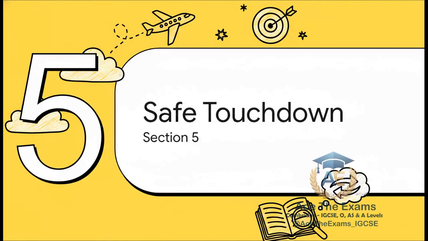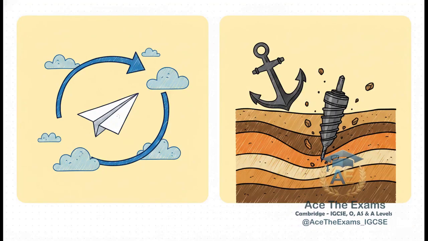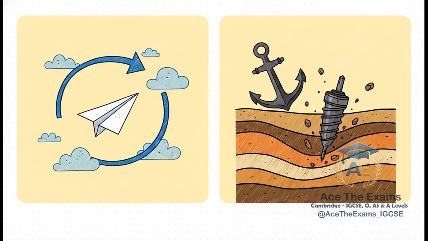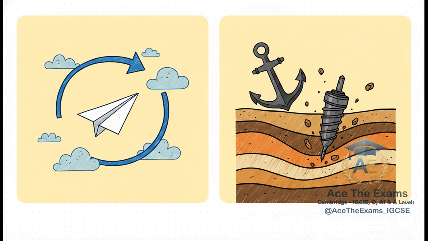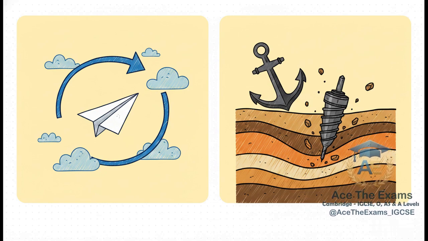Finally, Section 5, Safe Touchdown. Let's bring it home. We are on our final approach now, and we're focusing on the absolute highest tariff skill to secure those top marks. Remember that payload map we looked at earlier? The assessment framework heavily prioritizes analytical depth over superficial breadth. So what does that actually mean for you?